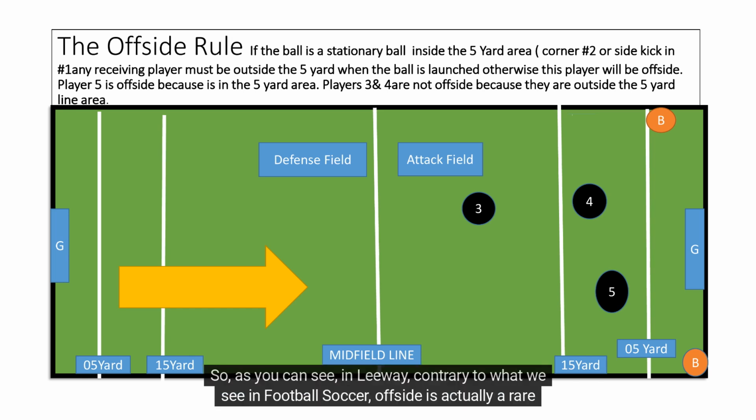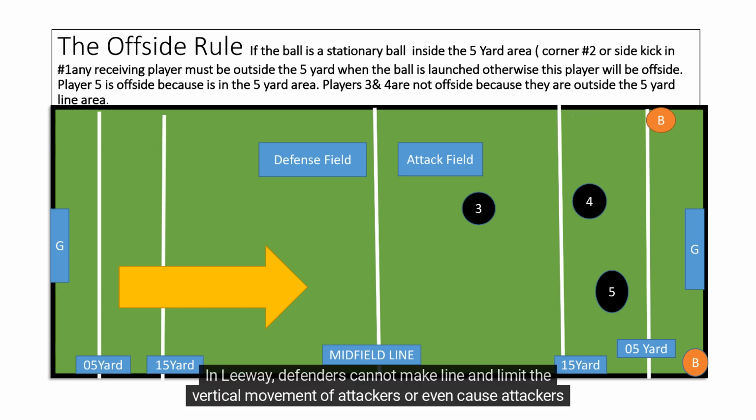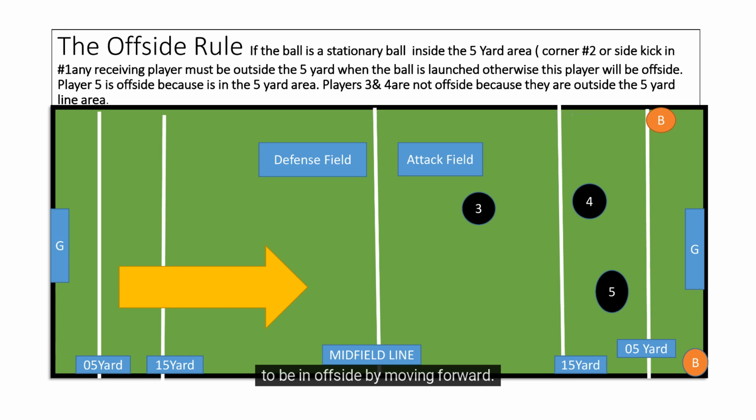So, as you can see, in Leeway, contrary to what we see in football soccer, offside is actually a rare situation and the attacker only depends on themselves not to be in offside. In Leeway, defenders cannot make a line and limit the vertical movement of attackers, or even cause attackers to be in offside by moving forward. This is where the name Leeway comes from. We will talk about this later in videos about dynamics in Leeway.